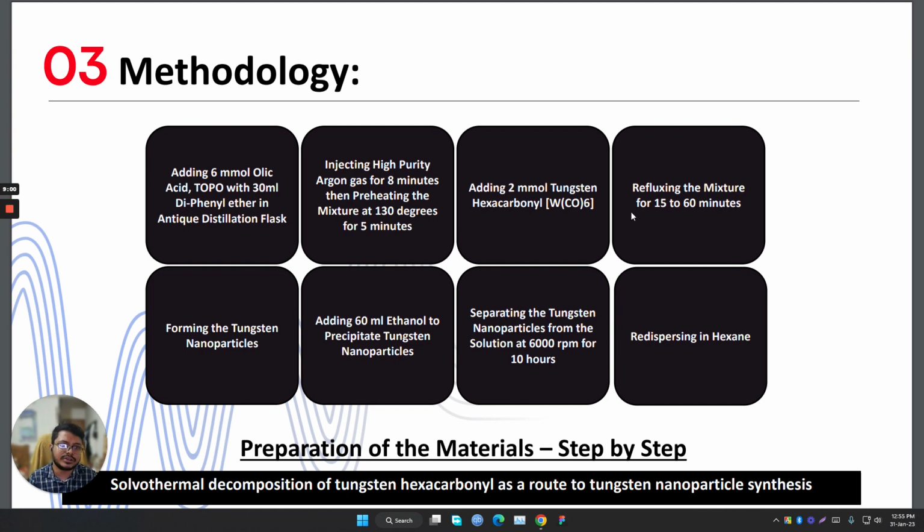Then in fourth step, refluxing the mixture for 15 to 60 minutes. Fifth step, forming the nanoparticle of tungsten. As a result, we add 60 millimole ethanol to precipitate the tungsten nanoparticle. Then separating the tungsten nanoparticle from the solution, we need velocity 6000 RPM for 10 hours. Then finally redispersing in hexane.